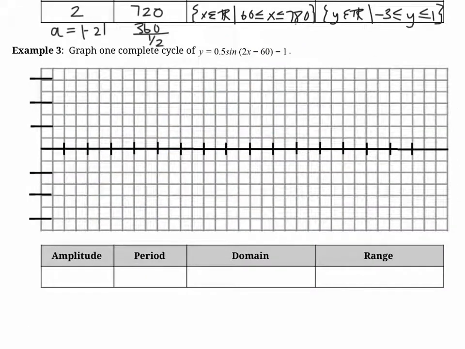So for our final example, try this completely on your own and check back in the video for a final solution. Before you go though, the trick with this one is to make sure you factor this out. Rewrite this as y equals 0.5 sine, and then factor out that 2 so that we know the true value of our d. We're going to be left with x minus 30 degrees, minus 1. So we know that this is going to have an amplitude of 0.5. Our 2 is going to affect our period, so our period is going to be 180. We're going to shift to the right 30 degrees and down 1.